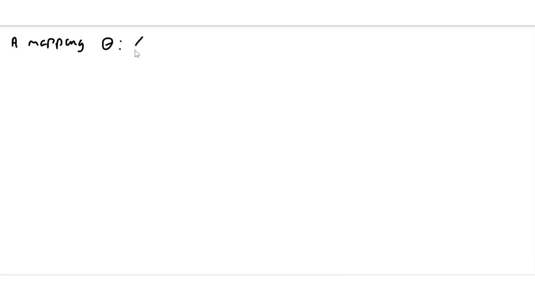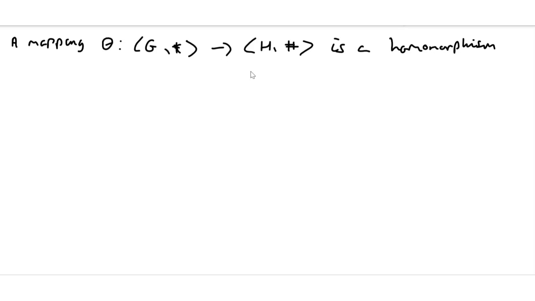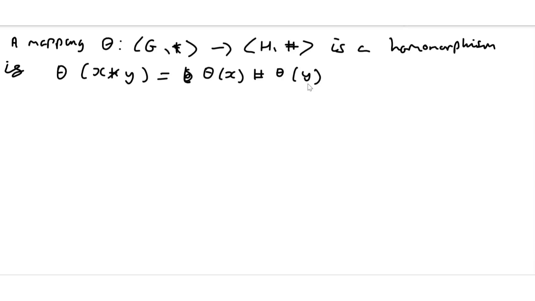We're introducing a new idea here, which is the homomorphism. So a mapping theta from one group with binary operation star to another group with binary operation hash is a homomorphism if, and this is the definition, theta of x star y is equal to theta x hash theta y. Okay, so bear in mind x and y are in G.